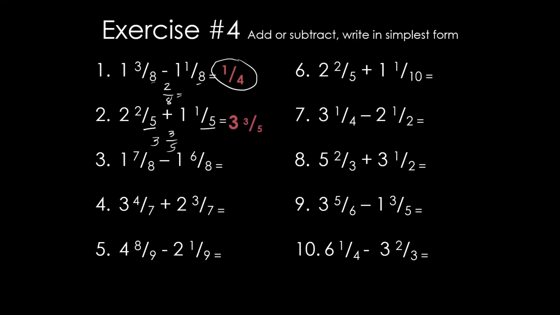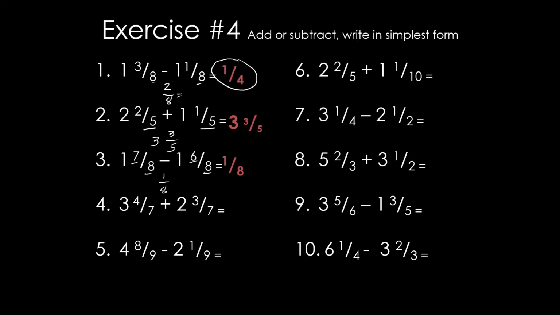Another example, 1 and 7/8 minus 1 and 6/8. So kunin muna natin yung fraction. 7 minus 6 is 1. Kunin natin yung denominator which is 8. 1 minus 1 is 0, so hindi na natin ilalagay. So our answer is 1 over 8. Next, 3 and 4 over 7 plus 2 and 3 over 7. Okay, so treat it separately.